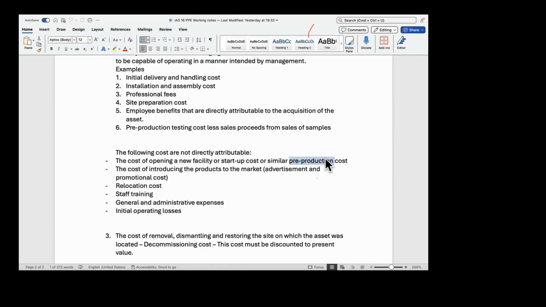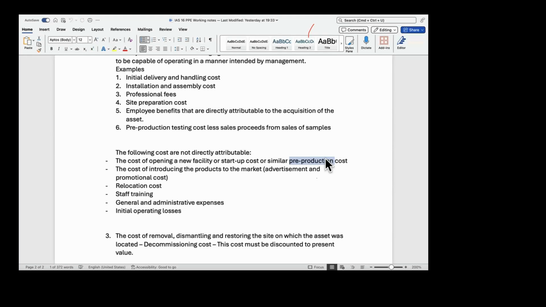Or you need to do some advertisement or promotion related to the asset. Or you have to incur relocation costs to relocate some staff that will use the asset. Or you need to train some staff to use the asset. It's not that the asset is not ready; the asset is ready, but they don't know how to use it. That does not affect readiness. It's you that is not ready. The asset is ready. Or general and administrative expenses. All these are not directly attributable costs.